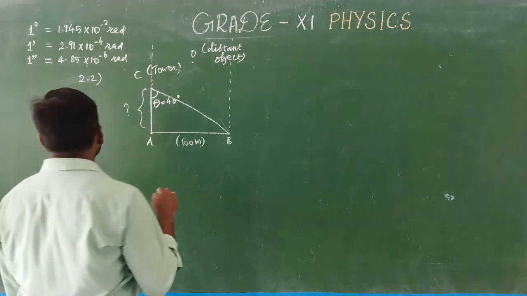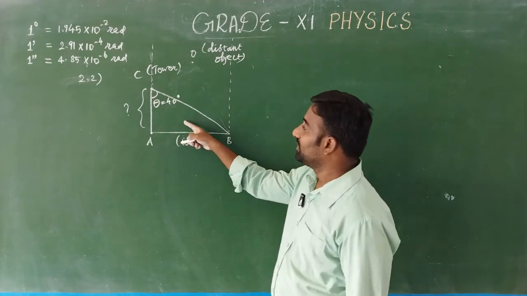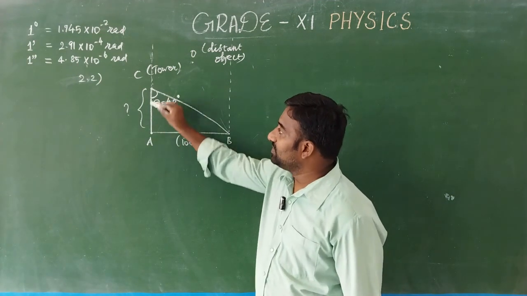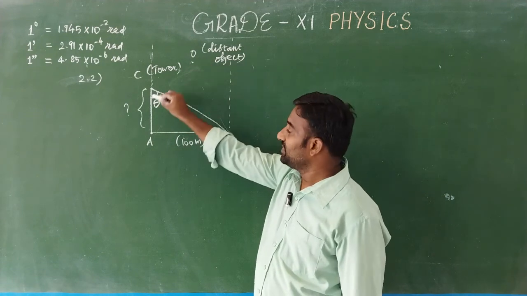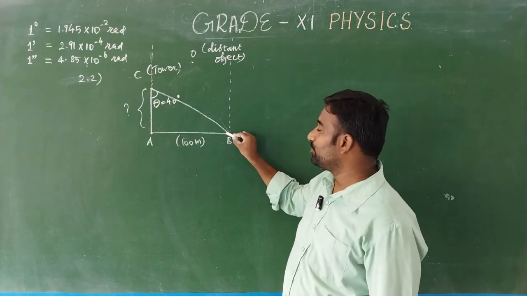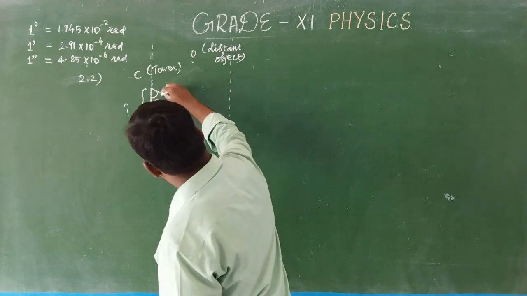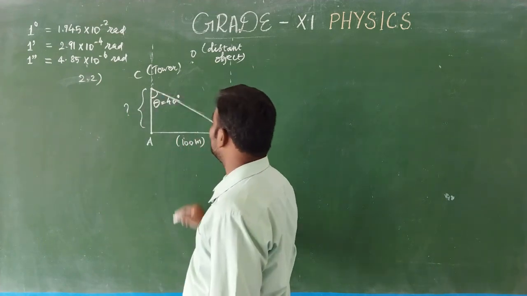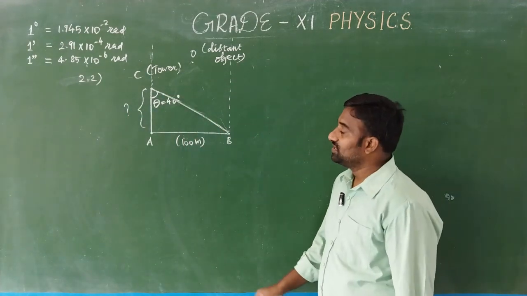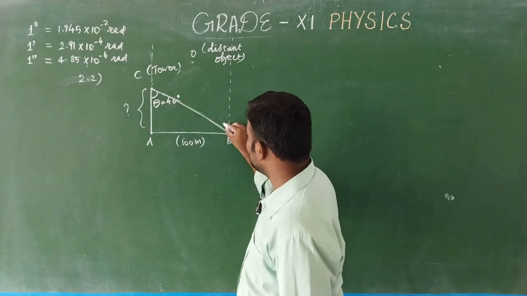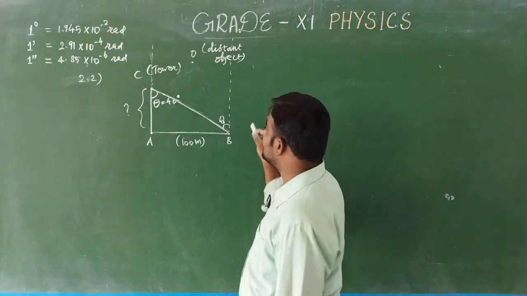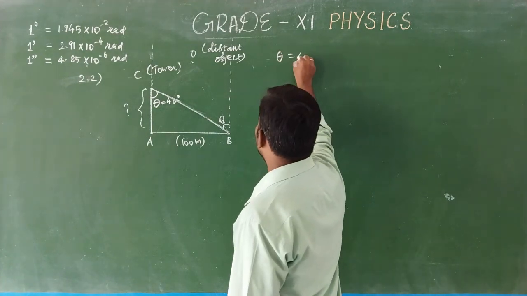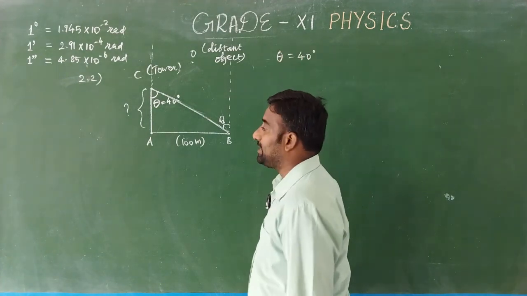So how to determine this? Look at this diagram. First from point A he looked at the distant tower and then noted a distant object. Then he went 100 meters perpendicular to AC, and once again he observed the same tower by focusing on the same distant object. So if this is theta, then what is this angle? Same angle, no? Theta, no? Yes. In the question itself the theta value is given: the parallactic angle is 40 degree.